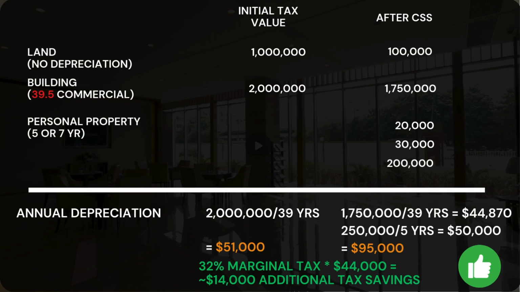Probably in those higher tax brackets if you're investing in commercial real estate. So what does the math bear out at the end of the day? In this case, you're getting a $14,000 additional tax savings from doing the cost segregation study. And this is where we get the green thumbs up.